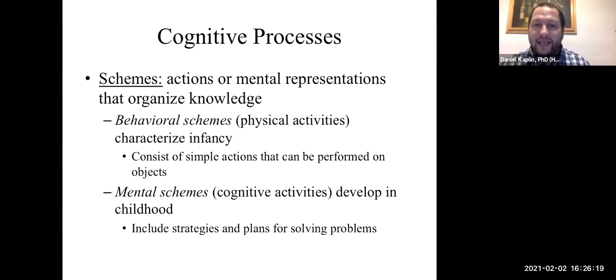So let's talk about schemes, or some books will refer to that as schemata or schema. A scheme is a mental representation. It's a worldview, how you understand or organize your knowledge. Now, we have both behavioral and mental schemes. So a behavioral scheme might be related to physical activities. So your understanding of stacking blocks could be an example of a physical scheme. They could be simple actions that you perform on objects.